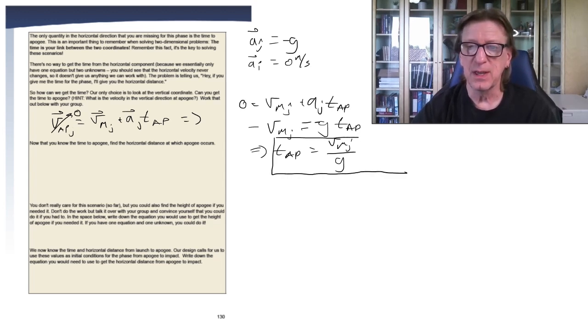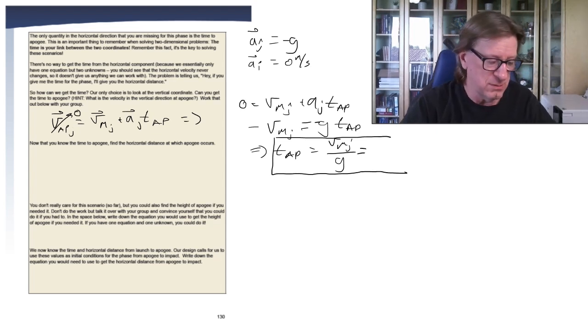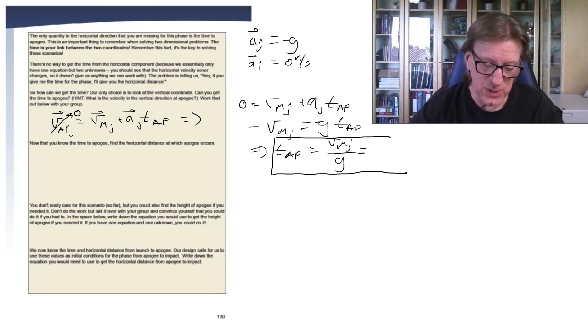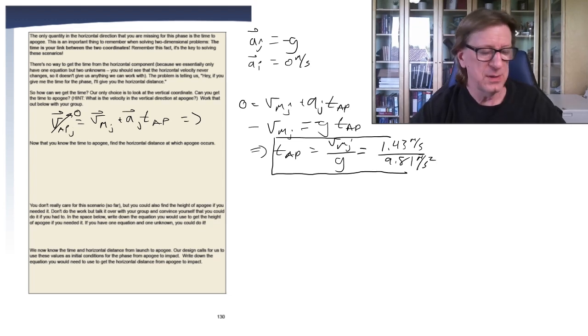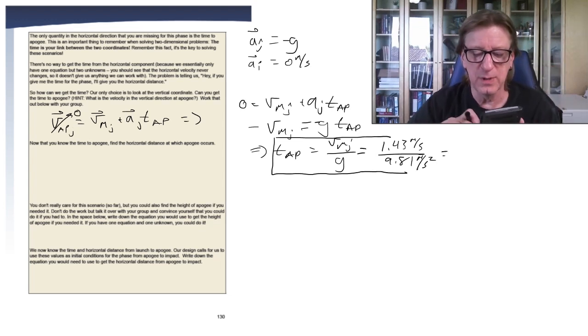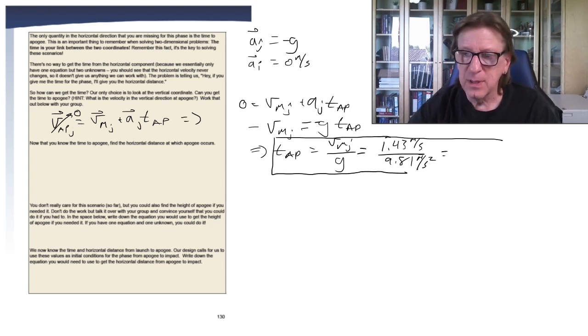All right, and I can work that out. And let's go back to our initial values here that we have on our notes page. We said that our initial velocity in the j hat direction was going to be 1.43 meters per second divided by 9.81 meters per second squared. Let's pick up our calculator and let's do that. So we get 1.43 divided by 9.81, and I get that the time is 0.146 seconds. See if you get the same thing with that.